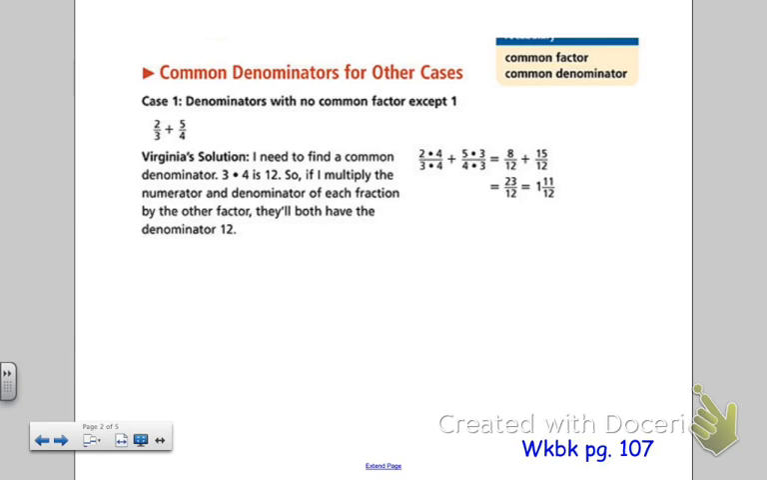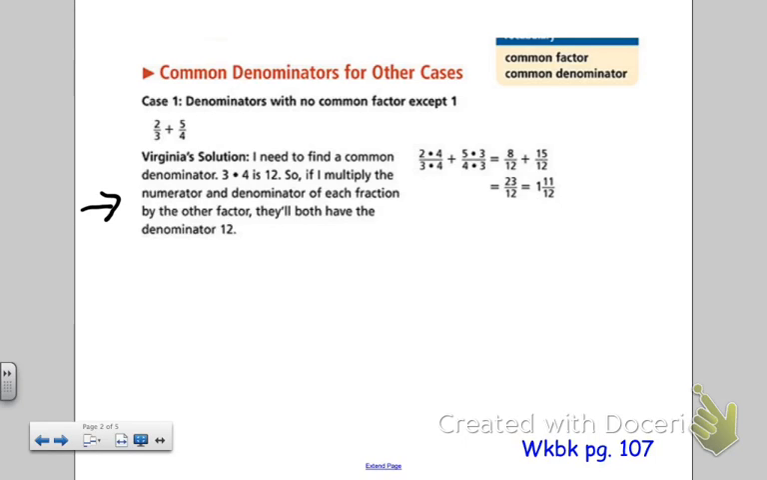This time, take a look at 2/3 and 5/4. This is on workbook page 107. Here, 3 is not a factor of 4. And 4 is not a factor of 3. So we can't set it up so that 3 is the common denominator or 4 is the common denominator. We're going to have to come up with a completely new denominator for both fractions.